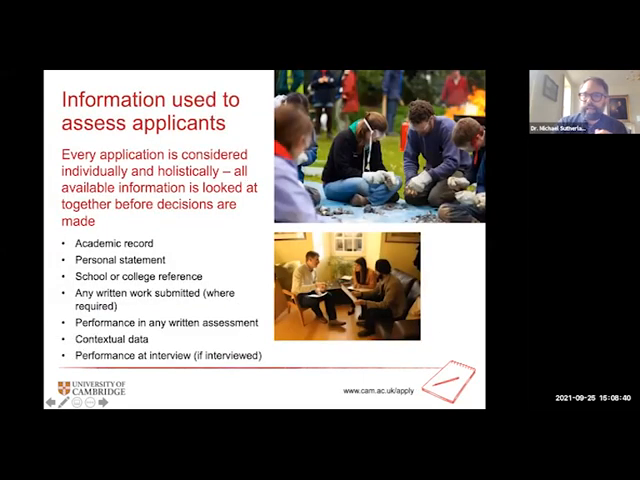So how do we assess our applicants, given what we've just discussed, what we look for? One thing I want to emphasize is that in Cambridge, all of our decision making is done in a holistic way. That means we look at all the information we have available for a candidate before we make a decision, and we try and build up a picture individually of each candidate's strengths and weaknesses.